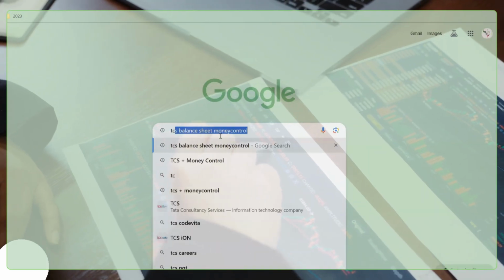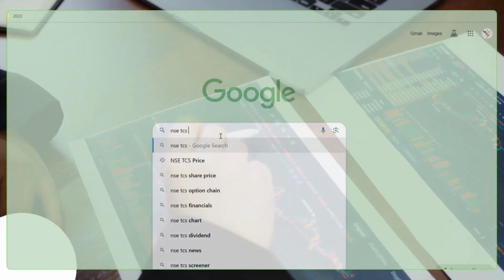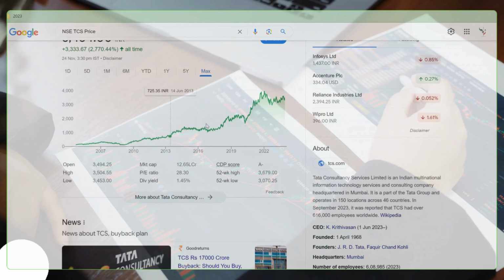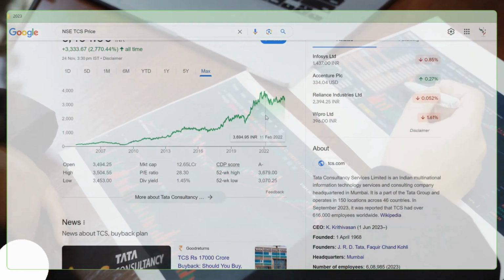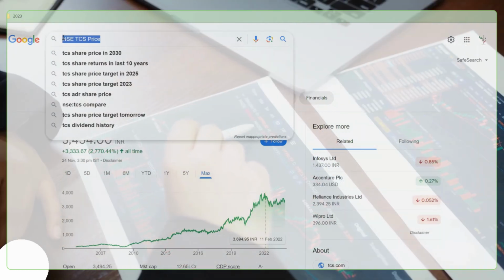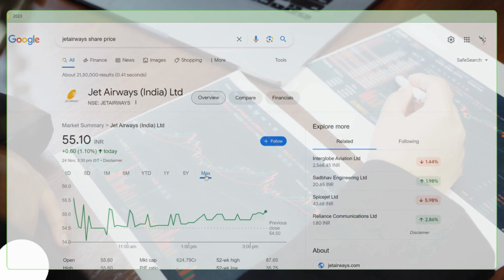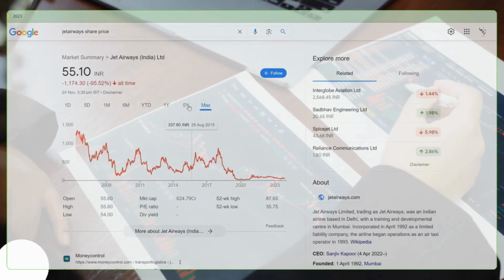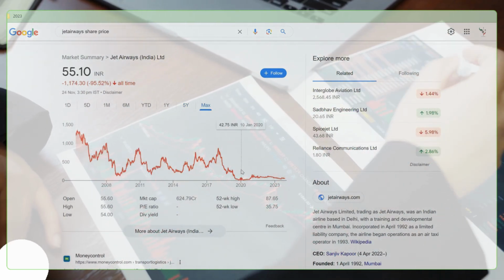I can go with, say, TCS. What you need to type, we have seen: NSE TCS share price. Go there and check that. This is a good pattern. Right now it's in a consolidation phase, but overall growth is upward. So it is a good company. Then if you see Jet Airways, the max chart pattern, it is going down, down, down. So we should avoid this kind of company. We should see 5 years or their max, actually, you can see. Then that will be our first criteria.